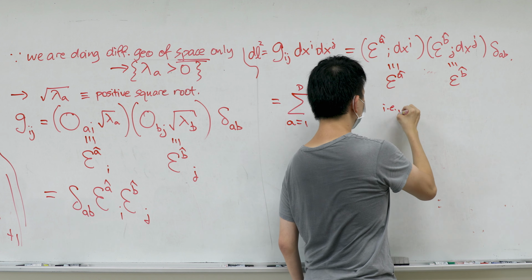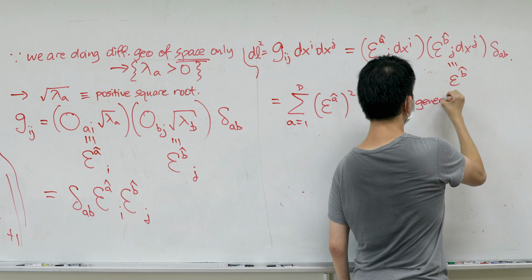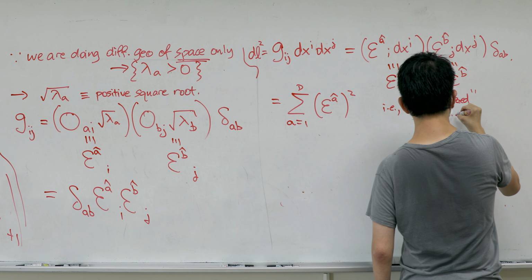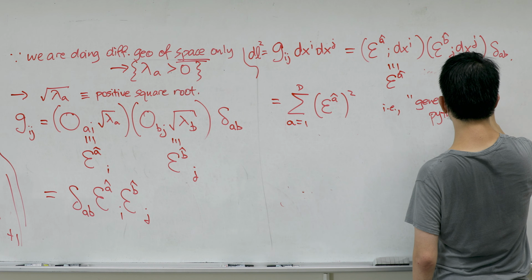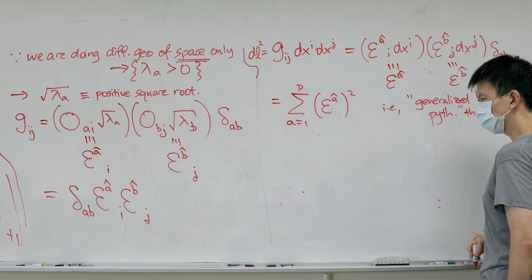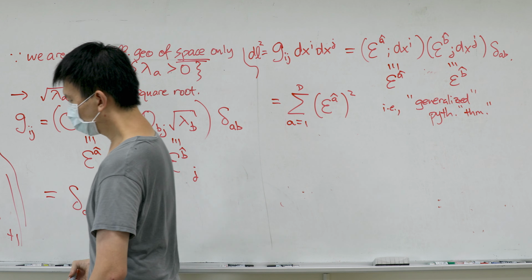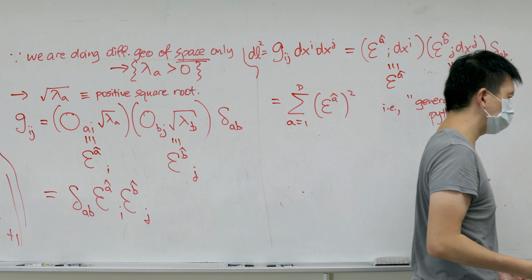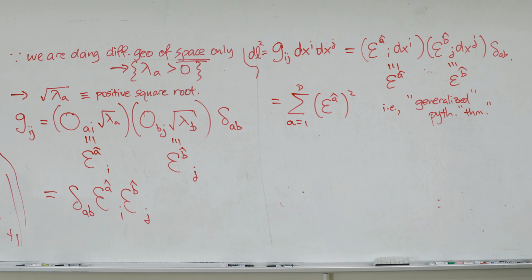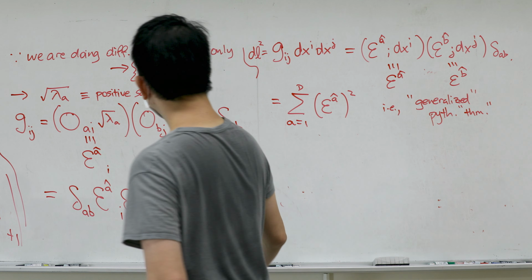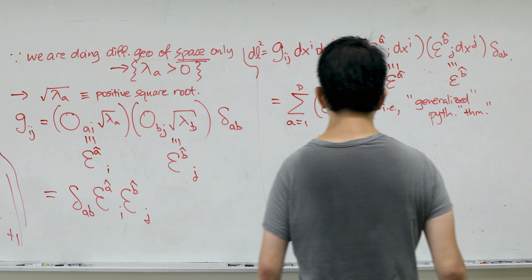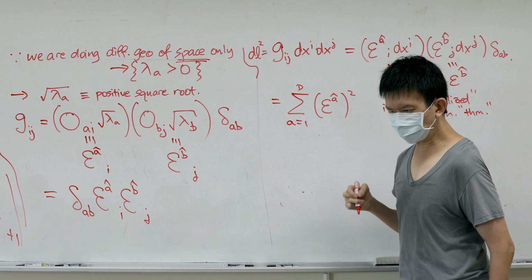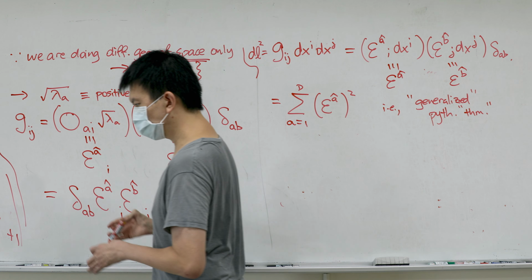I.e., this is some sort of generalized Pythagoras "theorem." I should put theorem in quotations. It's just a repackaging of the metric, so it's not really a theorem. A theorem means you start from somewhere and go through many steps of logic and come up with a new result. But I'm just repackaging the metric in this way, and this repackaging should make it clear that you can always repackage the metric as a sum of squares.